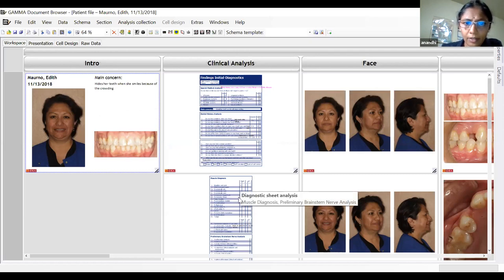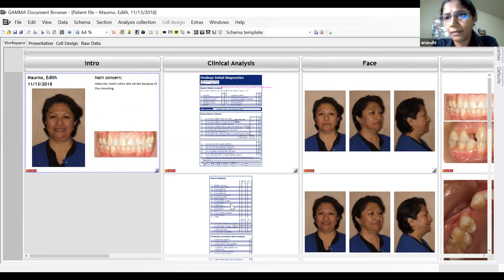And then we have the muscle diagnosis. Muscle diagnosis tells you a lot. Like when you ask a patient who can't sleep at night and comes for endo, how long have you been having the pain? You can evaluate it. Same way, the muscle diagnosis over here helps us to see where the jaw is, how the pain is. It's like a guide for us.